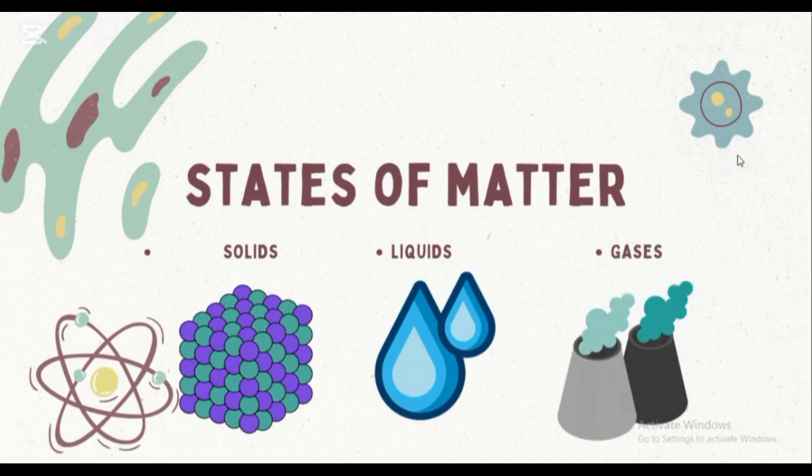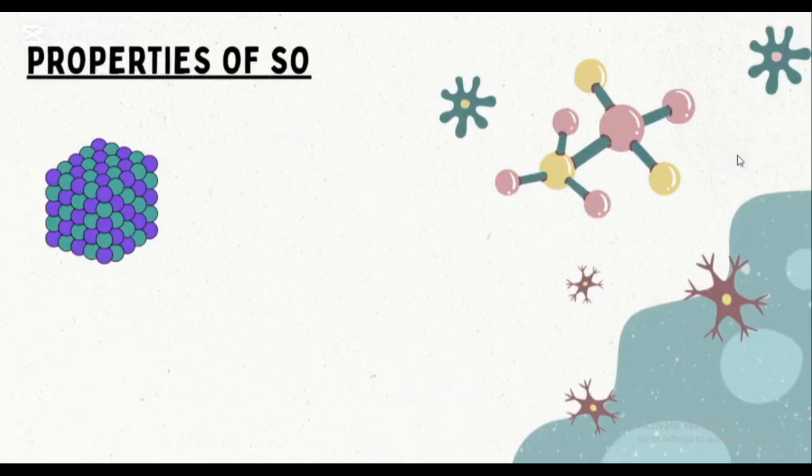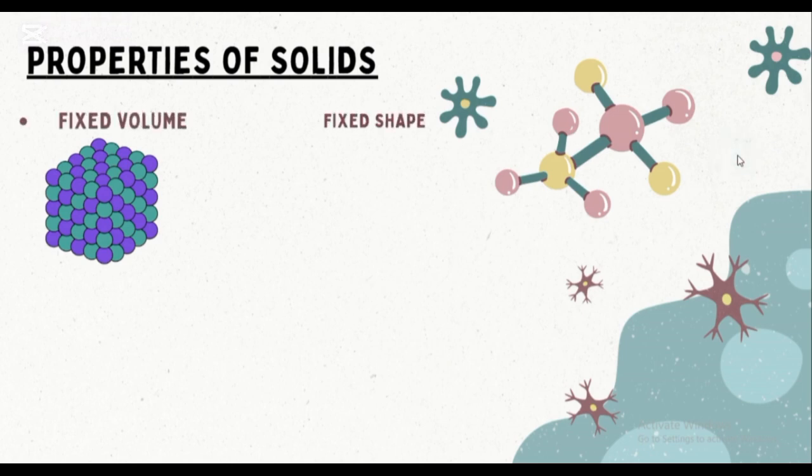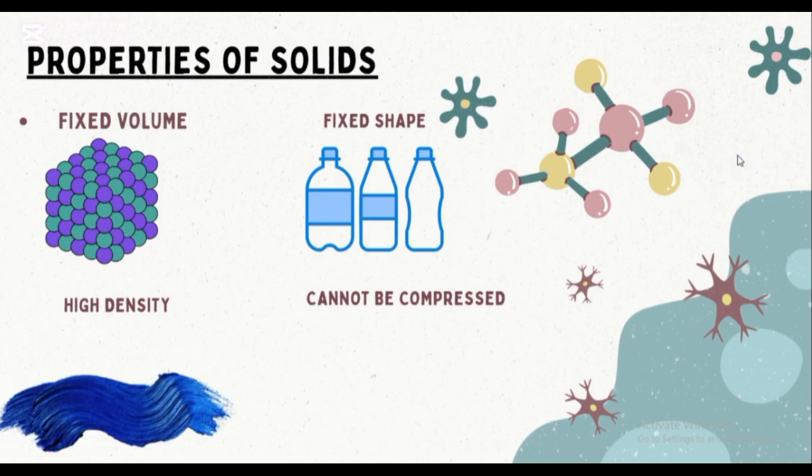So we're going to start by discussing the various properties of solids. Solids usually have a fixed volume and shape, and this is due to how their particles are arranged. They are tightly packed. Solids have a high density and they cannot be compressed unless an external force is applied to them. Finally, solids do not flow.